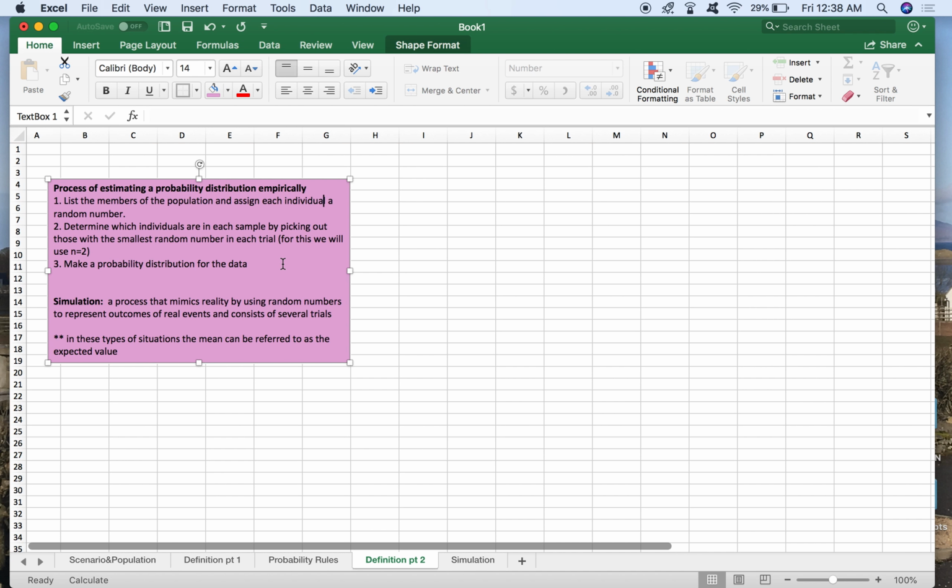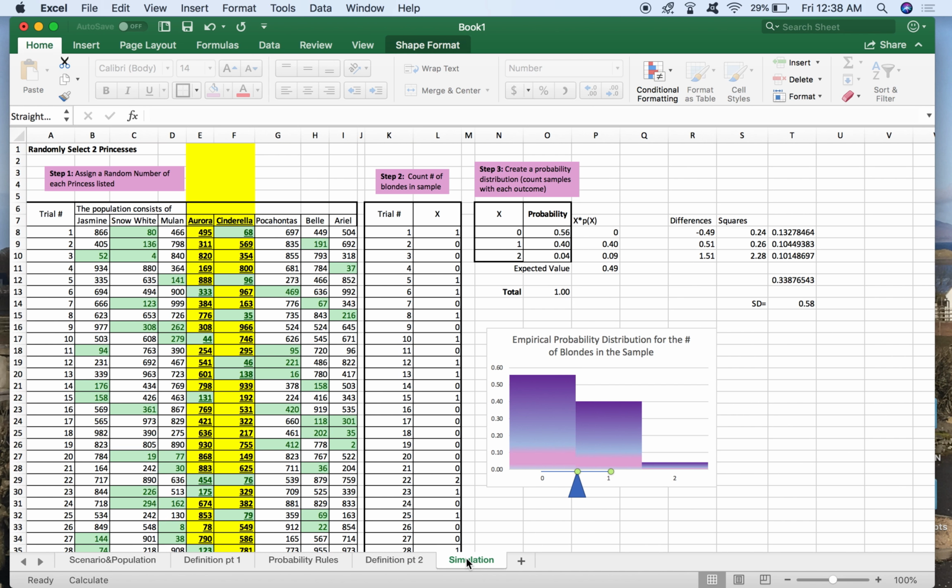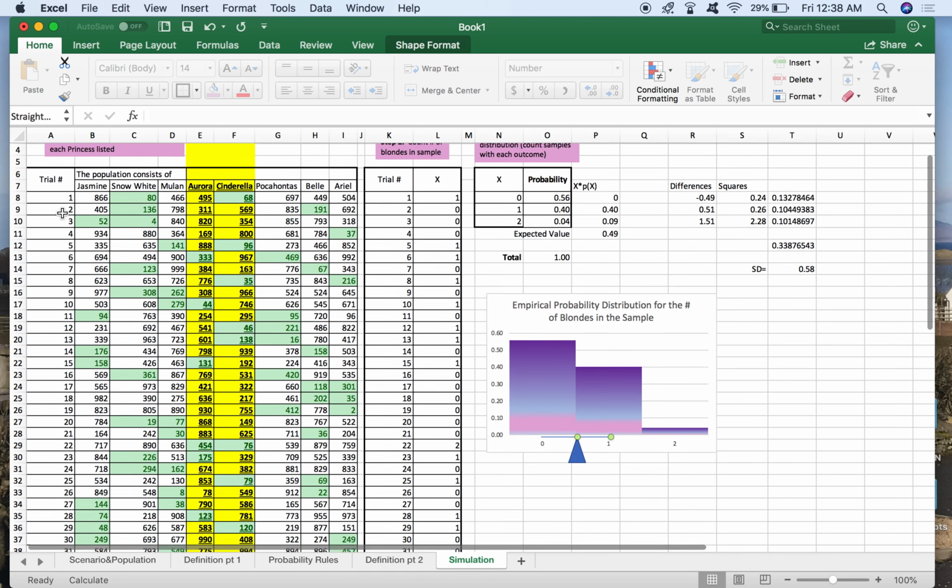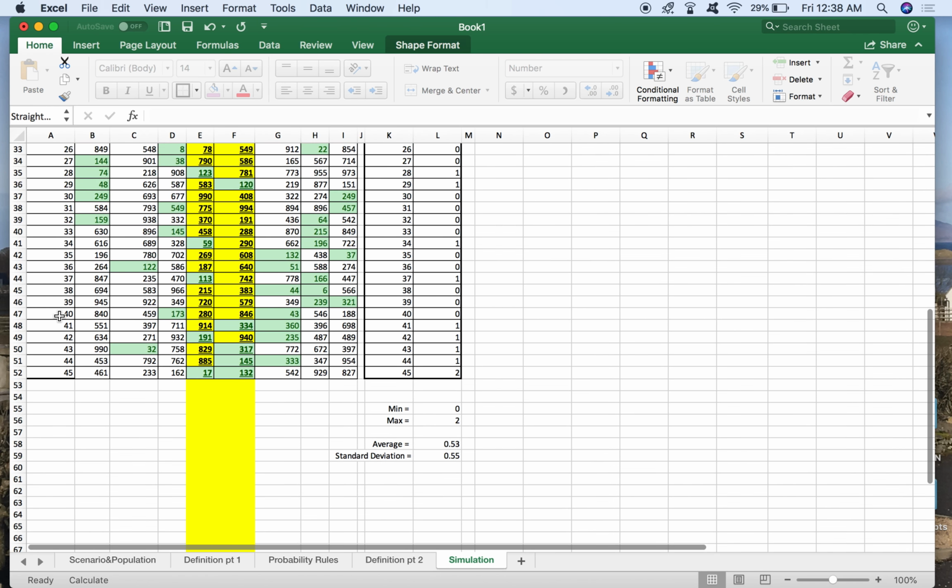A simulation is a process that mimics reality by using random numbers to represent outcomes of real events, and consists of several trials. In my case, we used 45 trials. Note, in these types of situations, the mean can be referred to as the expected value. So, randomly select 2 princesses that would be blonde. Step 1: assign a random number to each princess listed. So I list out the princesses: Jasmine, Snow White, Mulan, Aurora, Cinderella, Pocahontas, Belle, and Ariel, and listed the trials on this side, so down to 45.